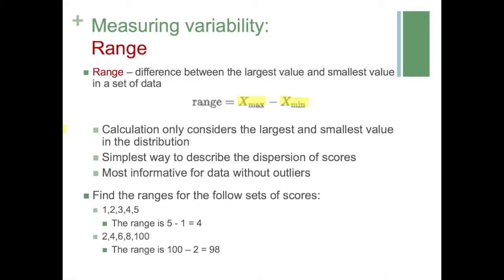Below we can see ways that we would find the range for a given set of scores. So for this range here, our largest value is 5, our smallest value is 1, so 5 minus 1 gives us a value of 4. And then for this distribution of scores here, we have 100 as our largest value and 2 as our smallest value. So 100 minus 2 gives us a range of 98.